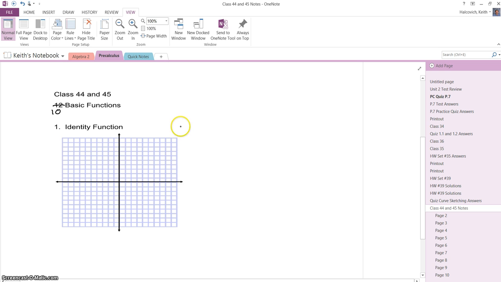The first one is the identity function. That is where f of x is equal to x. The domain and range, remember, for a function like this are all real numbers. And to graph it, 0, 0 would be a point. 1, 1 would be a point. Negative 1, 1 would be a point. And I could just draw the diagonal line. So that is the identity function.